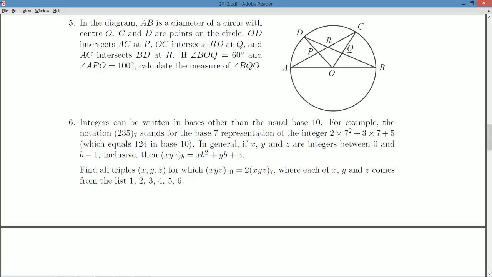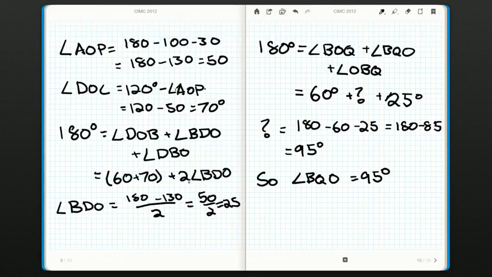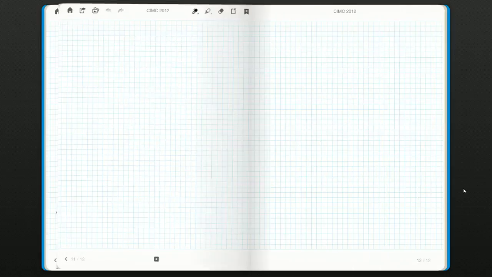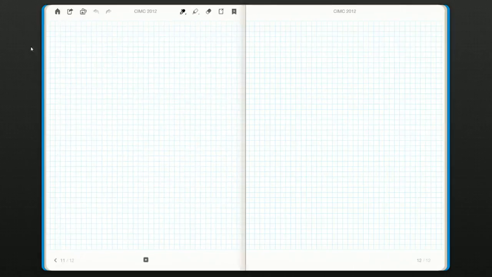So what we're going to do is we're just going to equate these two expressions. All right. So we're on to question 6. So what do we want? We want x, y, z in base 10 to be 2 times x, y, z in base 7.